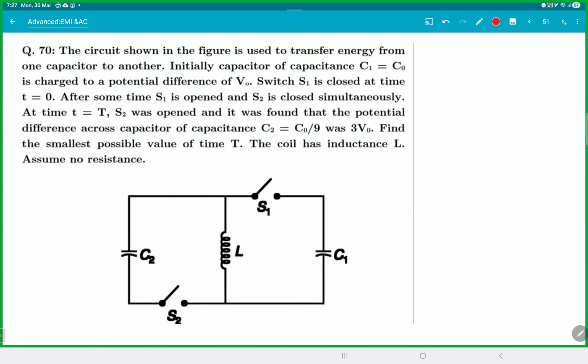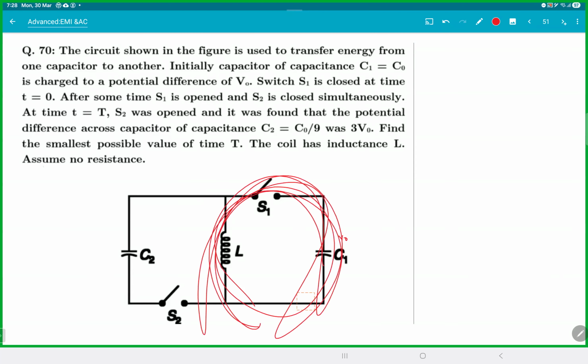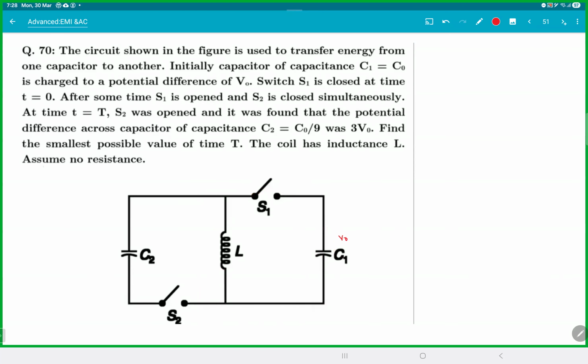Initially, capacitor of C1 is charged to potential difference V0. Okay. Switch S1 is closed at time t is equal to 0. S2 is open. So forget about S2. So this thing is simply oscillating in, out, in, out, in, out. Perfect. Then at time t, S2 was opened. No, wait, which capacitor did you charge? After some time, S1 is opened. Okay. And S2 is closed simultaneously.